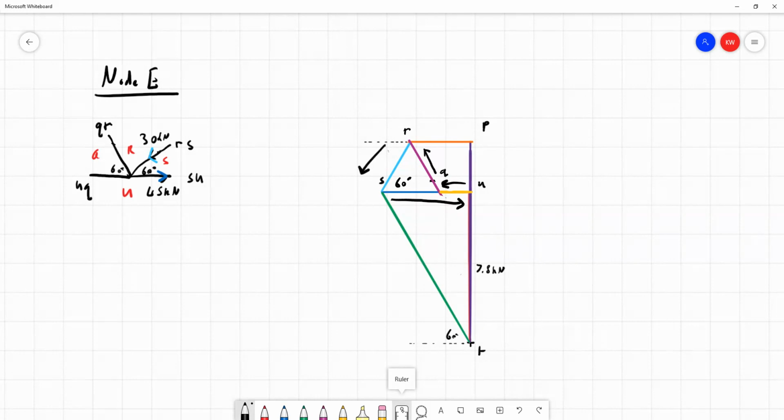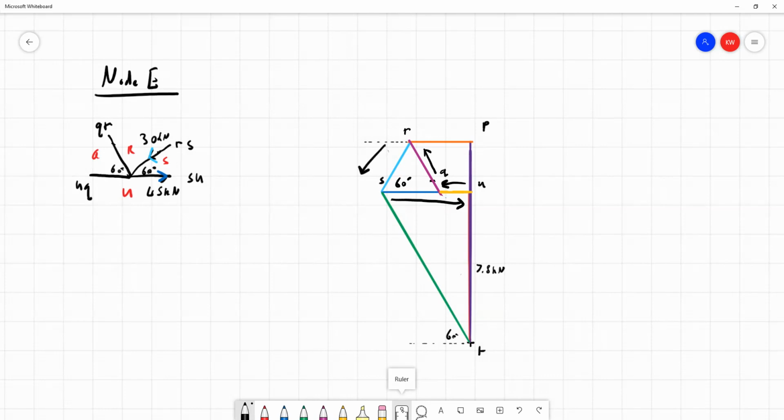We're still going around our vector in the correct order, but we've just got to be a little bit careful when these lines start to overlap with each other, like so. So this is the path that's happening. We're going RS, S all the way over to U, U back in the same line but in an opposite direction to point Q, and then Q heading up to R.